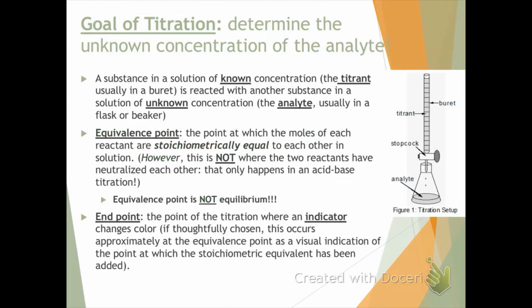Whenever we do a titration, we are still titrating to the end point. So the end point ideally should be at approximately the equivalence point. However, it's a visual indication of that point where we're stoichiometrically equivalent. We pick an appropriate indicator so that our endpoint is approximately at the equivalence point. When we see that color change, if we pick the correct indicator, we should be really close to that equivalence point or that point where our two reactants are stoichiometrically equal.